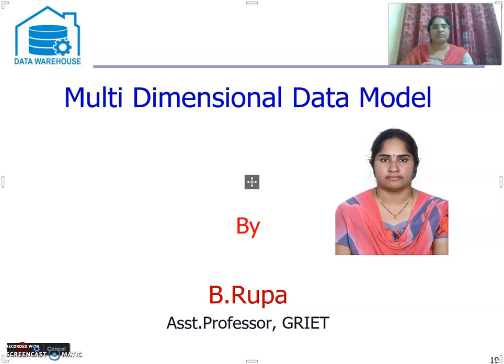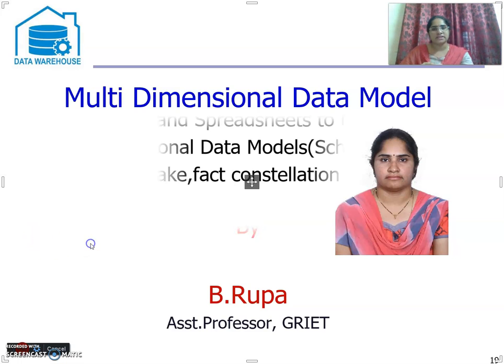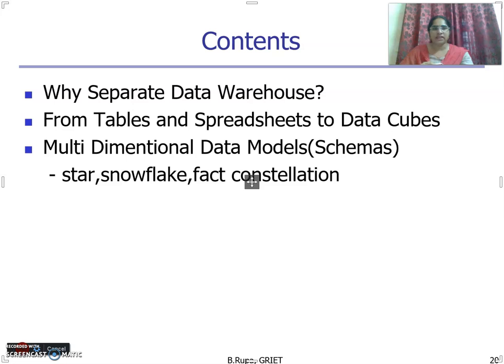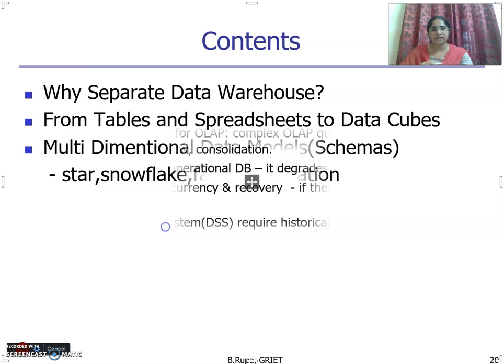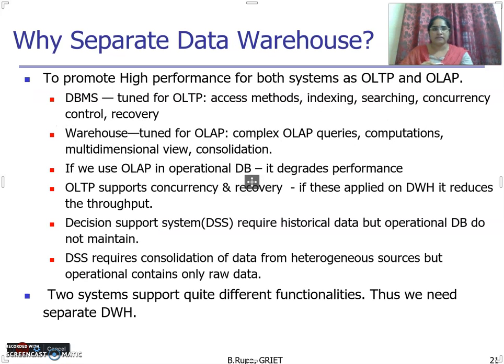Now I will discuss the multidimensional data model in data warehousing. Before discussing the multidimensional data model, we need to see why a separate data warehouse is required, and then go from tables and spreadsheets to data cubes, and finally the schemas available in multidimensional data models: star schema, snowflake schema, and fact constellation schema. First we will see why we require a separate data warehouse.